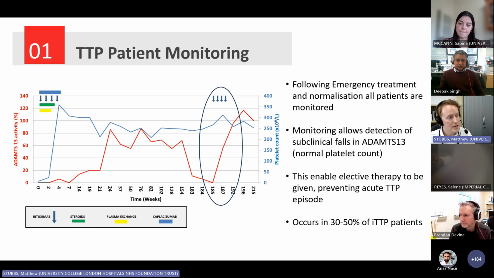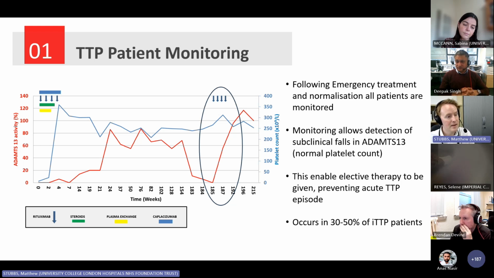Following on from the emergency management of TTP, all patients with TTP are monitored as an outpatient to try and prevent relapse of their TTP. And this schema here shows us what is happening in a typical TTP patient's course. So on the left-hand side, we can see at time point 0, patients have a low ADAMTS13 shown in red and a low platelet count shown in blue. But after the introduction of the 4 main treatments, rituximab, steroids, plasma exchange, and caplacizumab, we'd expect firstly a brisk improvement in the platelet count, and following on from this, a normalization of the ADAMTS13 activity.